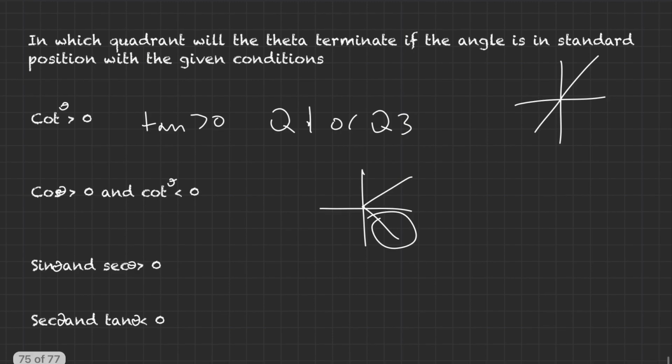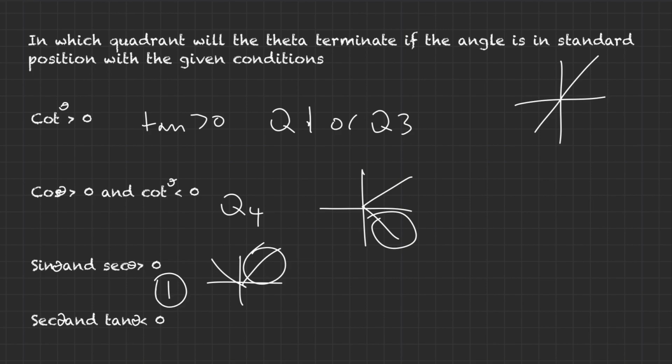So that's going to be Q4, because cotangent is like 1 over tangent or cosine over sine. So for it to be negative, one of those has to be negative. So in quadrant 4, the y is negative, or the sine. Okay, and then sine and secant greater than 0. So sine greater than 0 in those ones, and then secant is 1 over cosine. So cosine will be positive in quadrant 1 here.